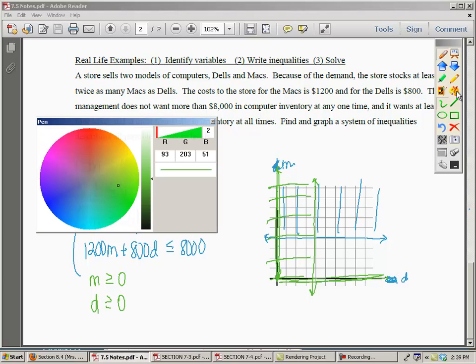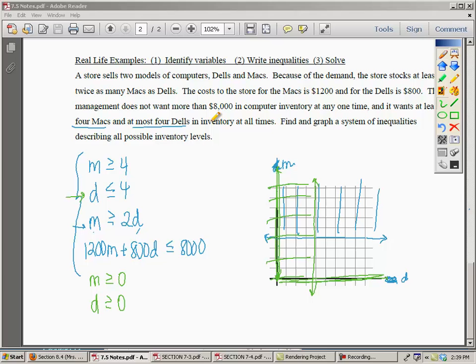Let me get another color to do this one. The Macs are greater than or equal to 2 times the Dells. So if I start here and my slope is 2, I go up 2 over 1, and I have a solid line. Do I want to include 0? It goes through 0, 0, so let's pick another point.